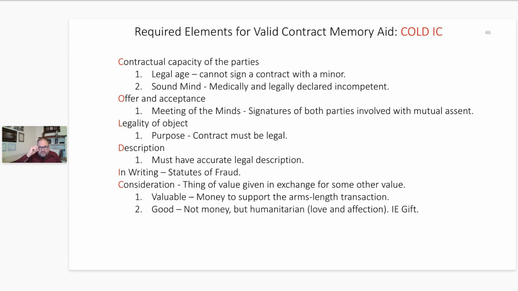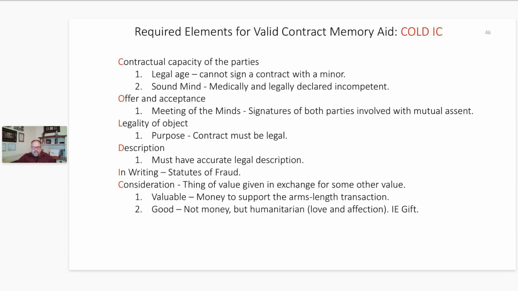We just discussed that about verbals. And then consideration means you're exchanging a home for the value of the home with money. That's called valuable. If it's a good consideration, then it's a donation. It's humanitarian. Okay. So you want to know what your essential elements are to make a contract enforceable in a court of law. Cold ice: contractual capacity, offer and acceptance, legality of object, legal description, in writing, and consideration. Okay. You want to know this.